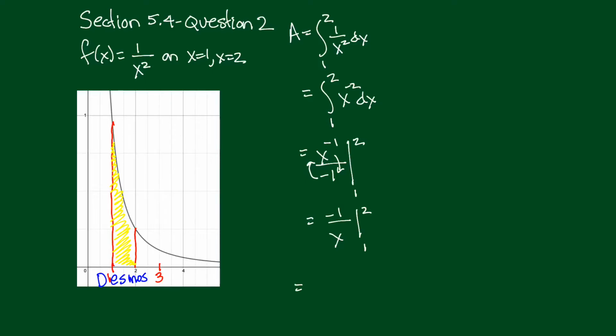All right, put in the upper limit. We'll get -1 over 2 minus, put in the lower limit, -1 over 1. I'll do it up here at the top. So we'll get -1/2 plus 1, which is exactly 1/2. So what we're saying then is that this area right here under that curve is 1/2 of a square unit.